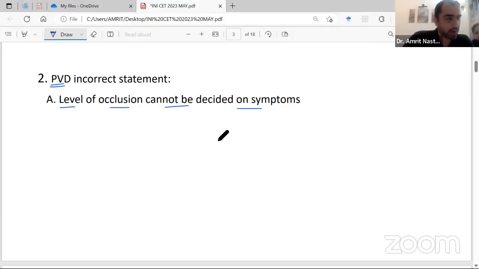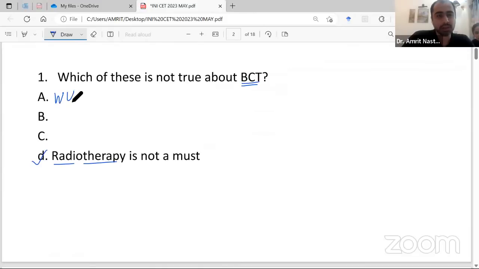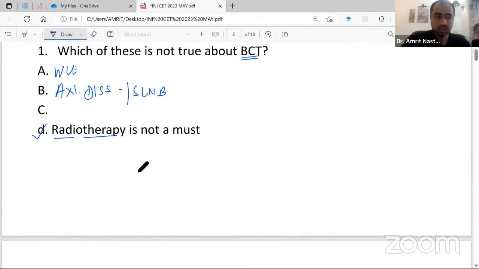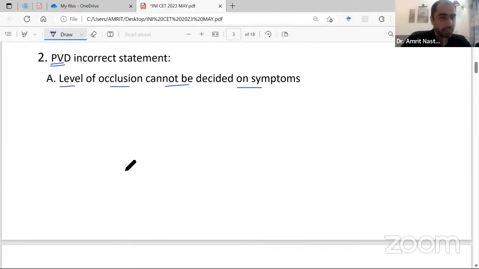So I'm getting some options: wide local excision, axillary dissection. Thank you so much. Of course, they are parts: wide local excision, axillary dissection, or sentinel lymph node biopsy. One of the two is going to be done. So they are all parts. Right. So radiotherapy is a must. All right. If that was the one, that is the odd one out. Extended breast cancer lesion removal.